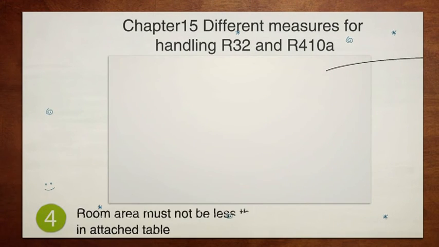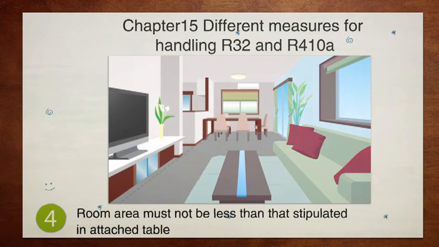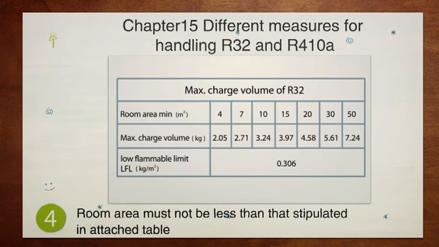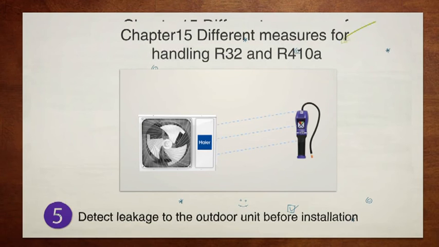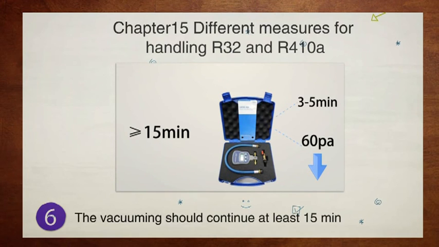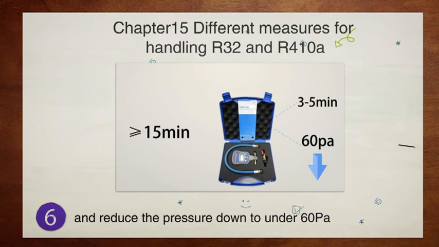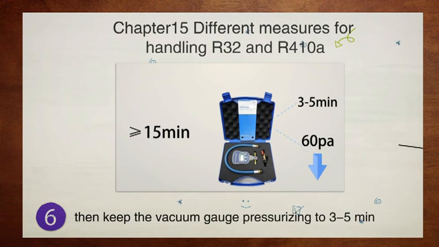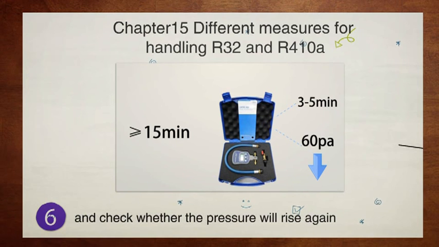Number 4. Room area must not be less than that stipulated in attached table. Number 5. Detect leakage to the outdoor unit before installation. Number 6. The vacuuming should continue at least 15 minutes and reduce the pressure down to under 60 Pa. Then keep the vacuum gauge pressurizing to 3 to 5 minutes and check whether the pressure will rise again.